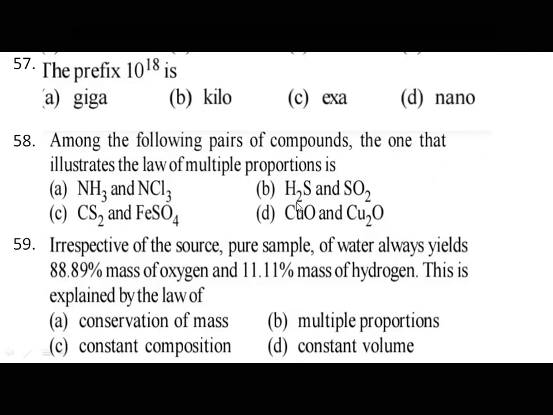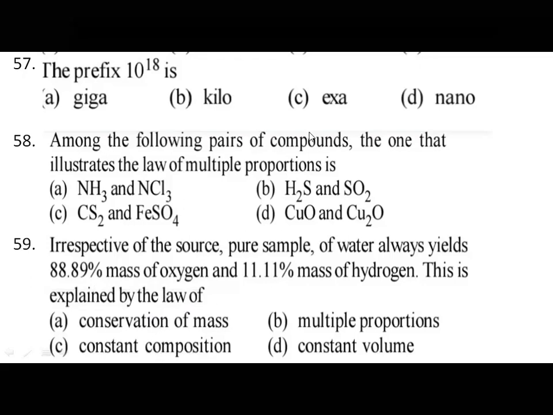Irrespective of the source, a pure sample of water always yields 88.89% mass of oxygen and 11.11% mass of hydrogen. This is explained by which law? Conservation of mass says the total mass of reactants and total mass of products is the same. Definite proportions, that is constant proportion, says what? Irrespective of the source, whatever sample of compound you take, it will have the same percent of the elements by mass. So it is option C.